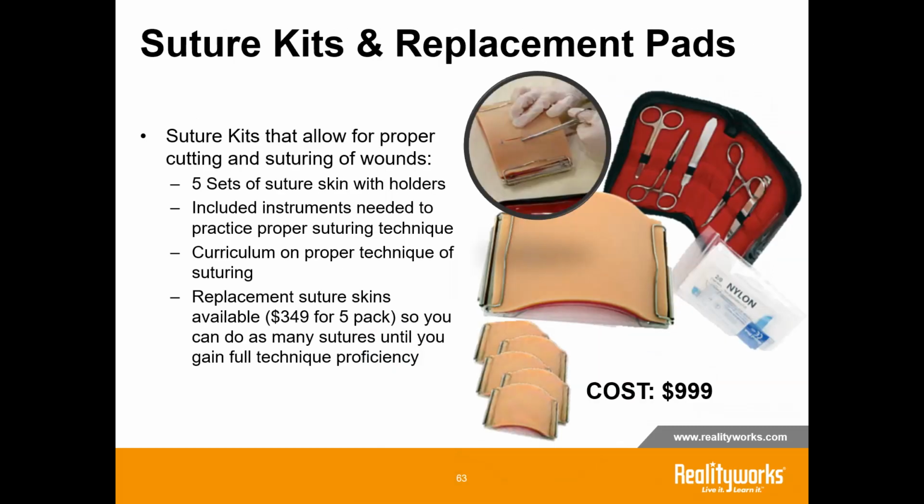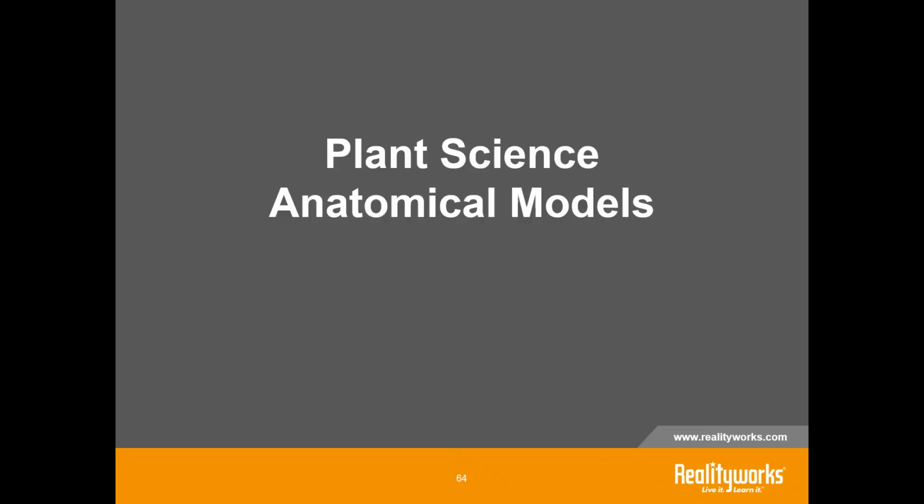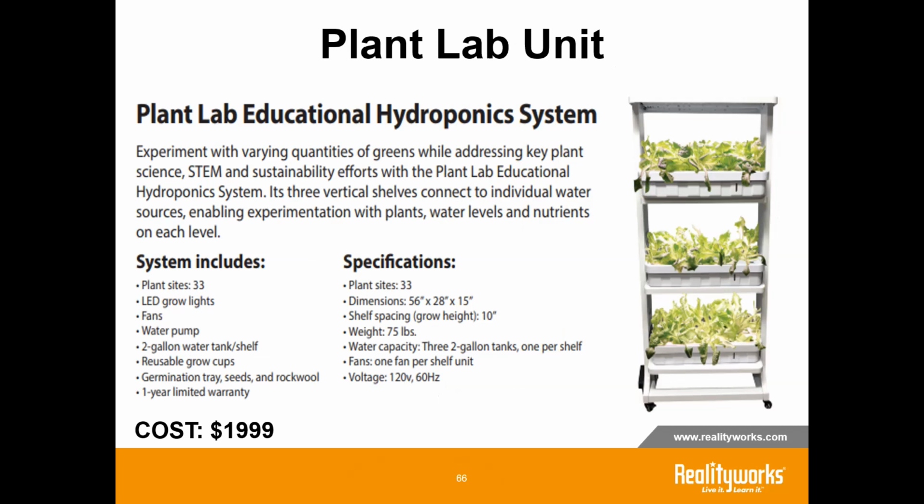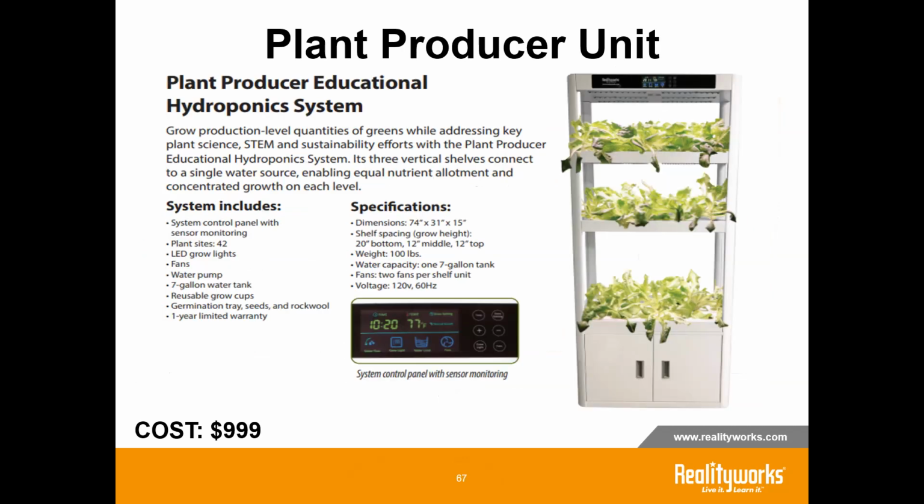And then we also have suture kits, allowing students to make their own cuts and then do their own suturing. Now, in the plant science world, we have some really great products to get students understanding about growing. So we have our hydroponic systems. Both of them have been honored with lots of awards, talking about new ways to grow plants. So we have our plant lab unit. Our plant lab unit allows students to look at and interact with the different products here, our plant producer and our plant lab.